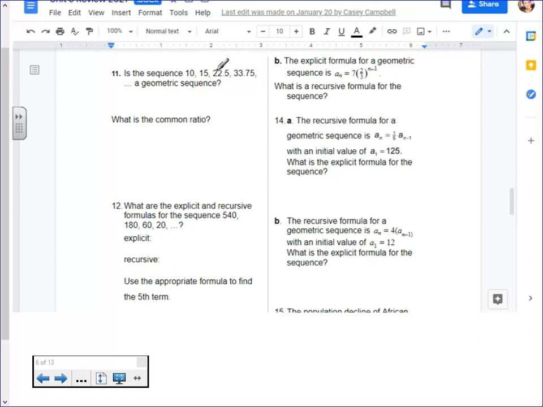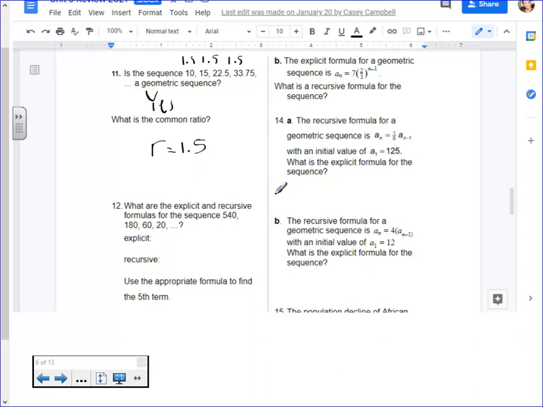33.75 divided by 22.5. Okay, now take 22.5 divided by 15. And 15 divided by 10. Okay, so we know that, yes, this is geometric because we got a common ratio. The common ratio is 1.5. When we divide, we got the same number every single time. That represents a common ratio. If I got a different number every time, that would not be the case.